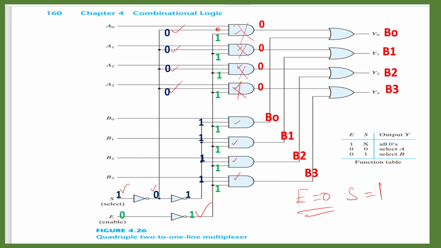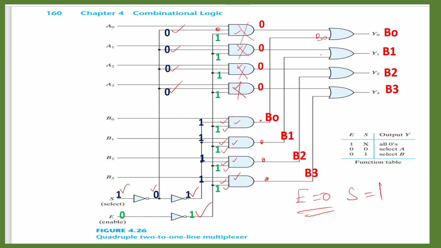A0 will not be reflected at the output of this first AND gate. Like that, A1 will not be reflected, A2 will not be reflected here. But after one more inversion, it gets 1 here, and that one will be connected to these 4 AND gates. So based on these two ones, these particular AND gates are activated. So this B0 will be reflected at the output. So this AND gate produces B0, this AND gate produces B1, this is producing B2, this is producing B3 at the output.